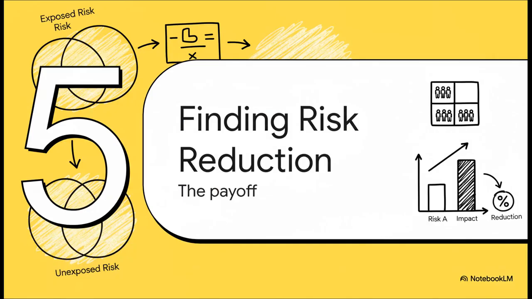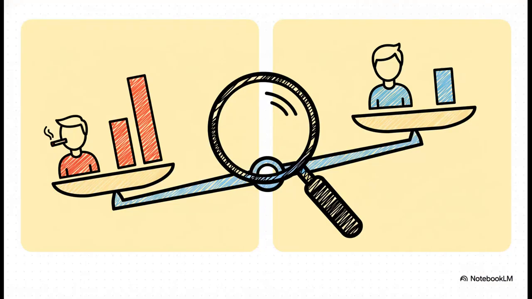Okay, this is it. We now have our two key numbers, the risk for the smokers and the risk for the non-smokers. The final step is to put them head to head to see what the real impact of that exposure actually is. This is the payoff. So here's the crucial comparison. On one side, we have the risk if you smoke. On the other side, we have the risk if you don't. The difference between these two numbers, that's what we've been working towards this whole time.